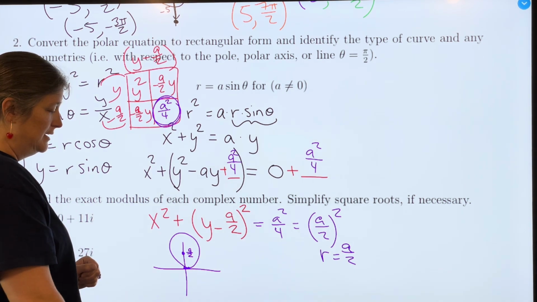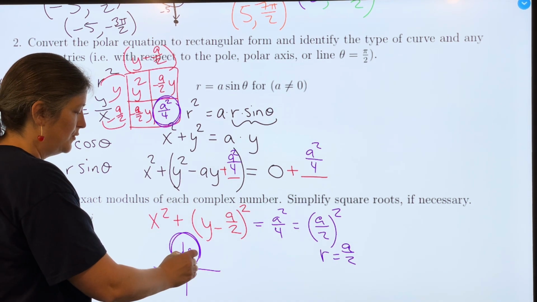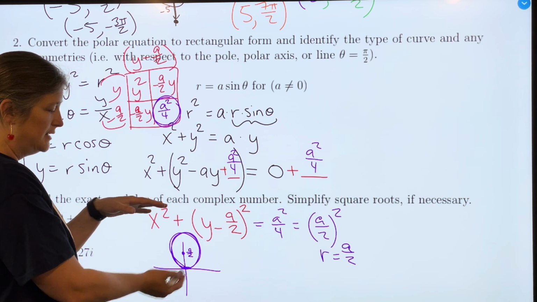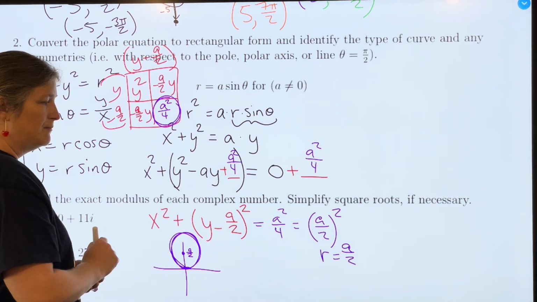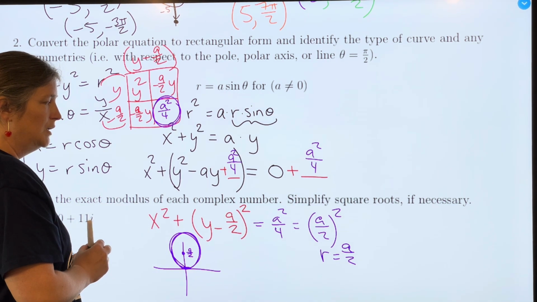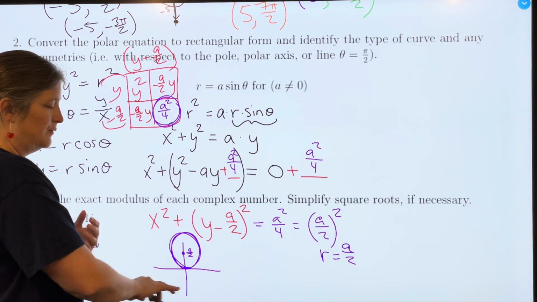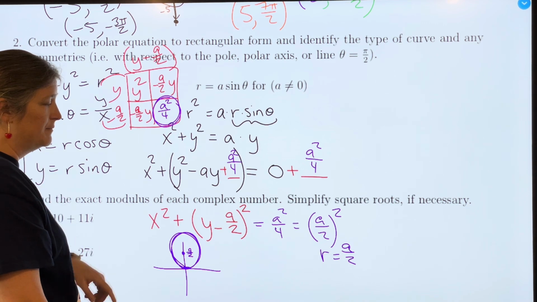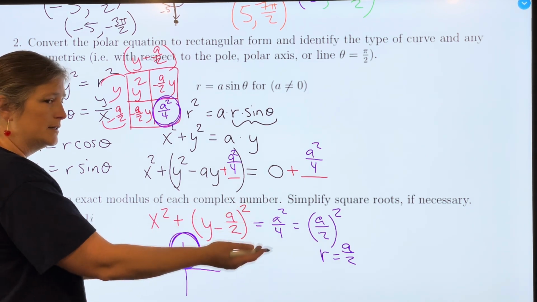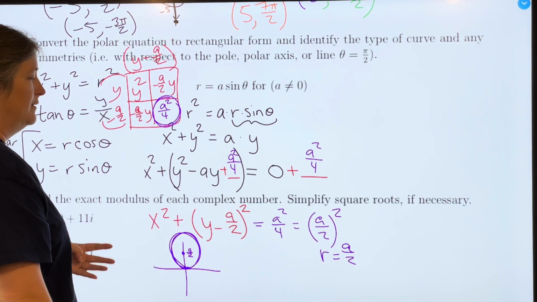So if you look at the polar graph cheat sheet, you'll see that it is a circle shifted up by a over 2 when a is positive. If a was negative, it would push it down by that amount, because this would then be y plus something if a was negative.